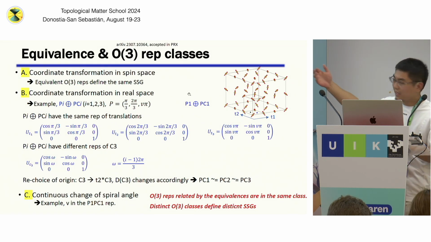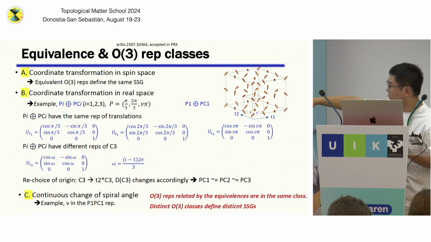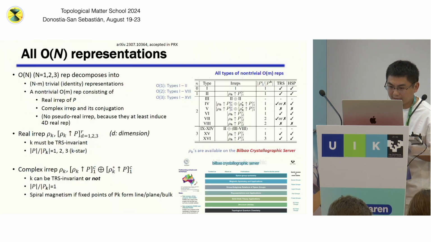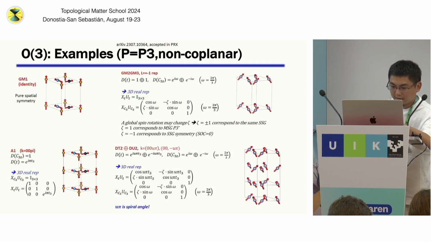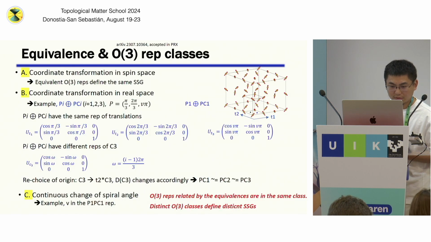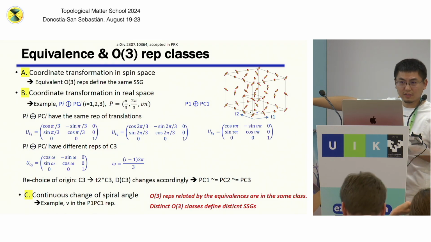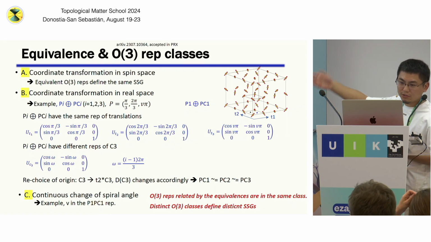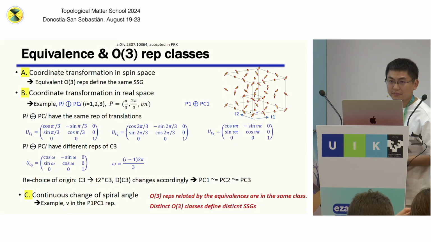And after modding out, we also need to consider the third equivalence. It's the equivalence of spiral angle. As I explained in this slide, the variable u here can continuously change from 0 to 1, and it could even be an irrational number. So in our framework, we won't regard structures with different u as inequivalent. We regard all these groups as the same group because u can continuously change. So our third equivalence is the equivalence for the spiral angle. After we mod out all these equivalences, we obtain the classification of the spin space groups.